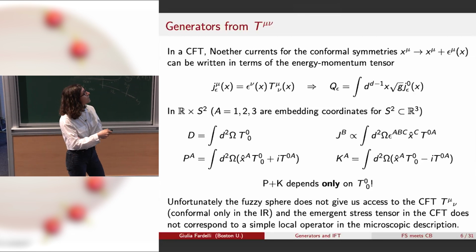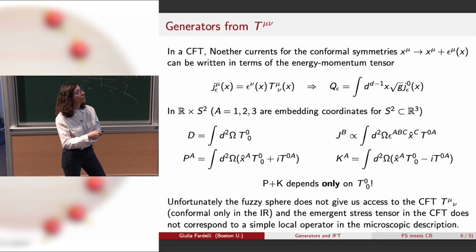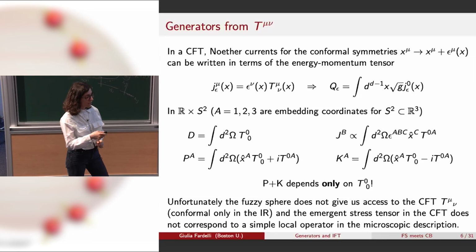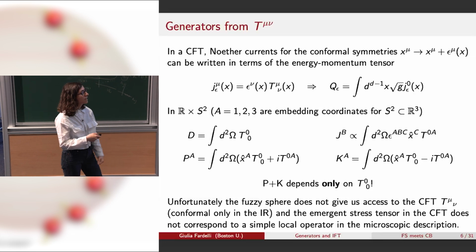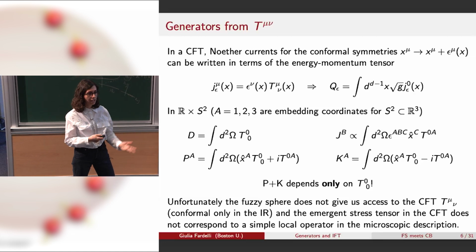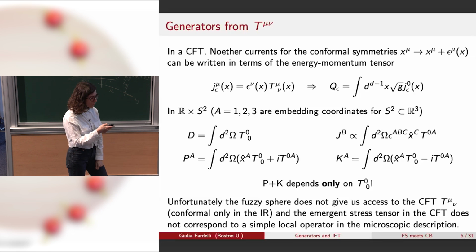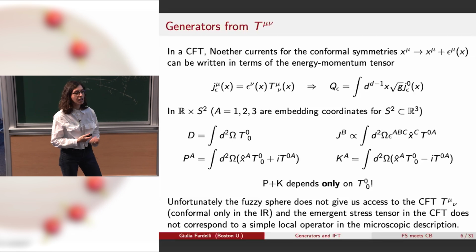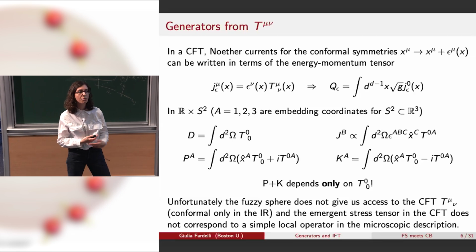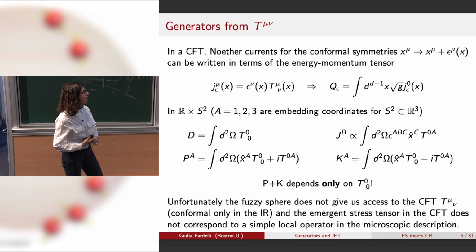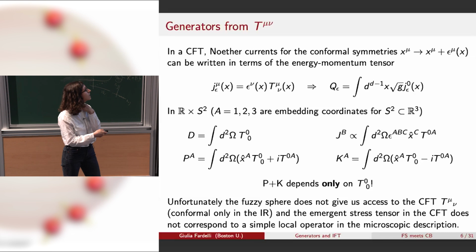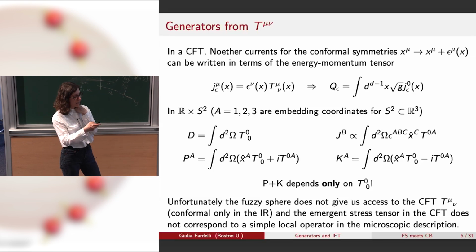But this is what happens if you have access to the true stress tensor of your CFT. But the fuzzy sphere realizes conformal symmetry just in the IR, so it's like an emergent symmetry. So any operator we can write down on the fuzzy sphere is not going to be just one local operator in the CFT in general, but we can still write it down as an infinite sum of local operators in your CFT. So the idea is then how we can access this T_mu nu.